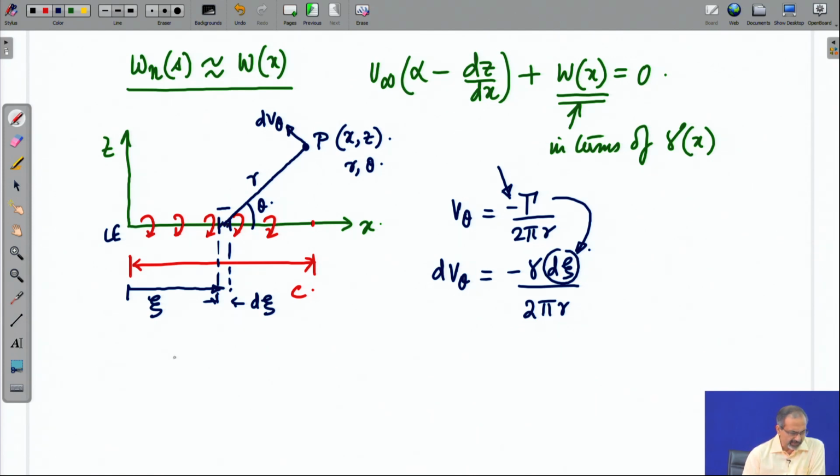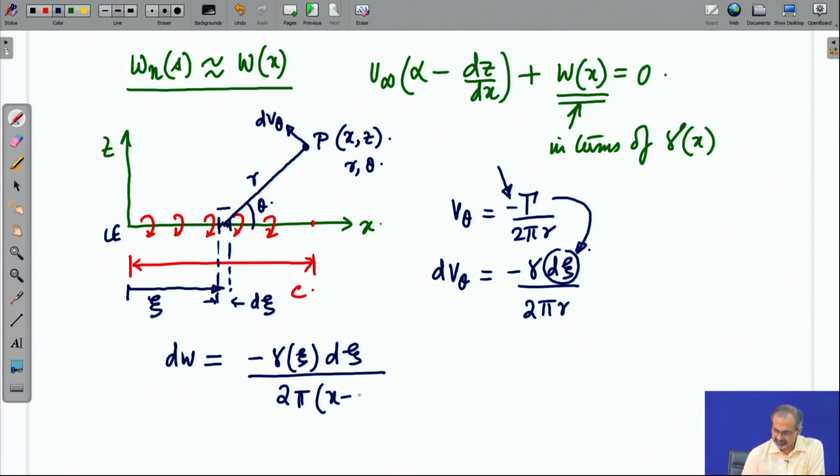Now, the velocity d w at a point x induced by this elemental vorticity will be given by an expression like this. So, the idea is that this elemental vorticity, how much w will it induce at some other location x, which is on the chord line itself. So, at that location, this is the d w that it induces.